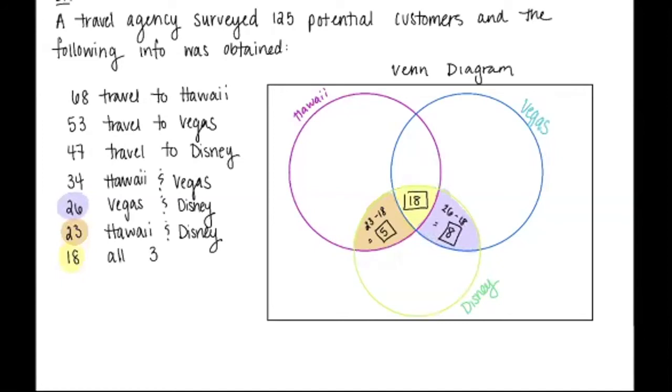And then we look at the overlap. 34 will go to Hawaii and Vegas. 18 are already in the middle. So from the 34, we have to get rid of those 18 people. There are 16 that want to just do Hawaii and Vegas.